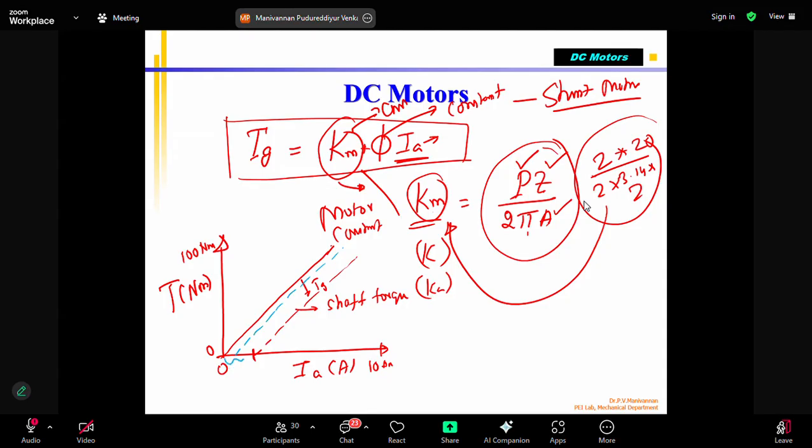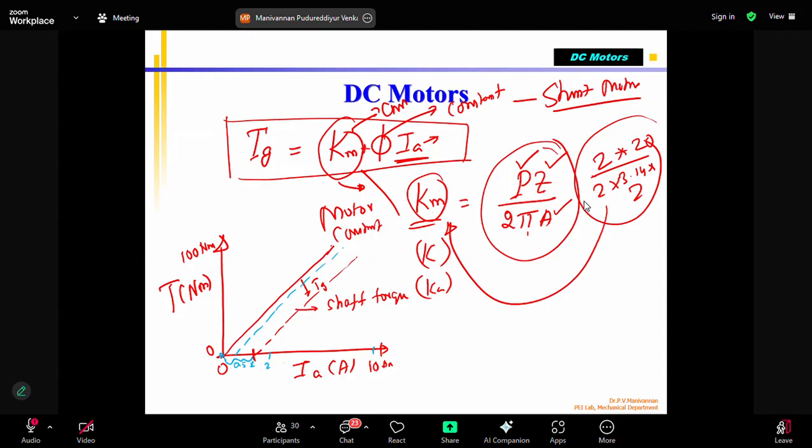When the current is zero, torque is zero. But if the current is increasing, say for example, this is 0.5 amps, this is 1 amp, this is 2 amps, like this it goes to 10 amps. Up to about 0.5 amps, even if you give some voltage and current is there, the motor shaft may not rotate.